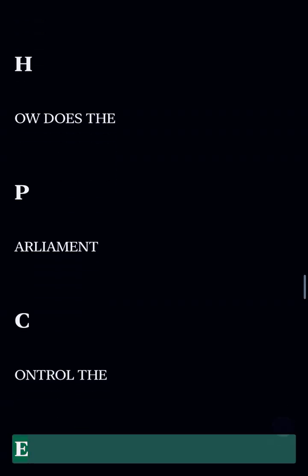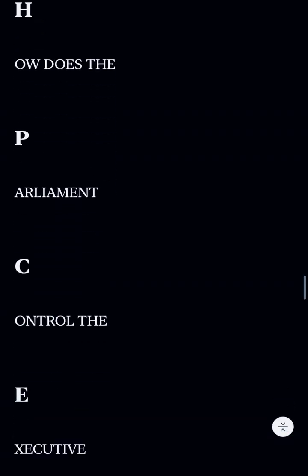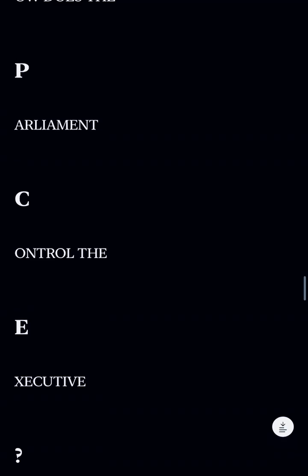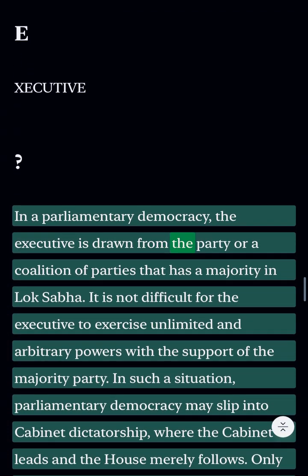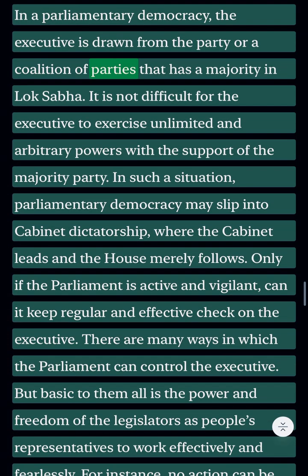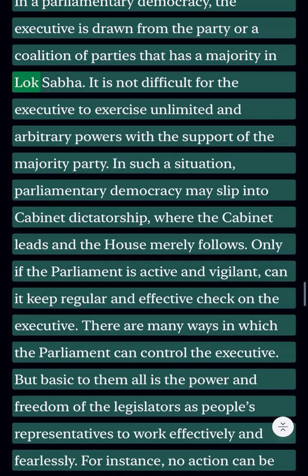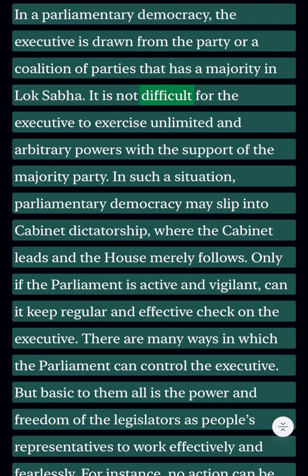How does the Parliament control the Executive? In a parliamentary democracy, the executive is drawn from the party or a coalition of parties that has a majority in Lok Sabha. It is not difficult for the executive to exercise unlimited and arbitrary powers with the support of the majority party.